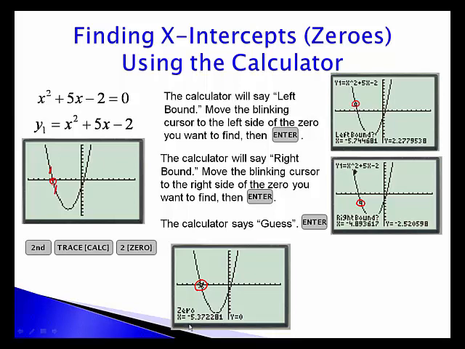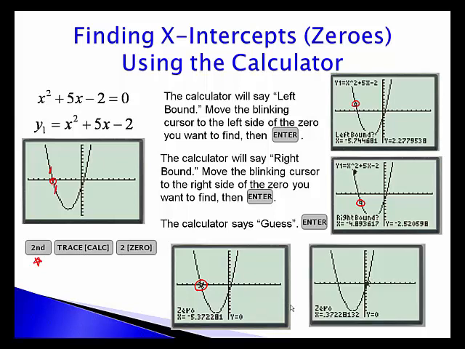Now remember, we have another intercept or zero to find. How are we going to do that? You're going to go all the way back over to this step right here. You'll start again with second, trace, 2, and go through these same steps one more time. When you do that, this time you'll get the other zero, and there it is right there. So we do indeed have the two solutions.